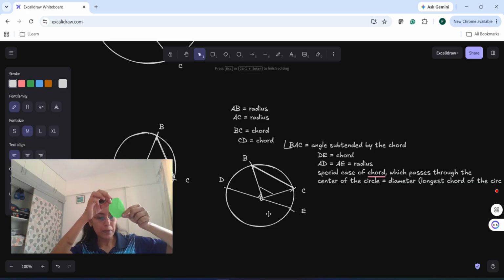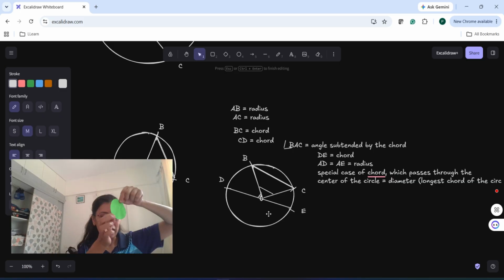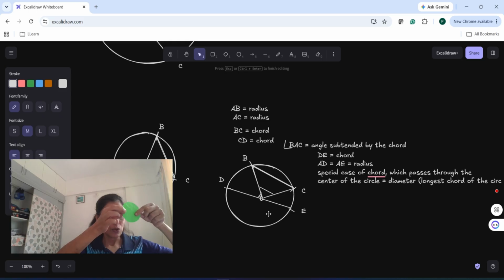So what is this property called? This is called rotational symmetry, which means a circle, even if it is moved by any angle, always looks the same. It is symmetrical. So circles are perfectly symmetrical. They have rotational symmetry.